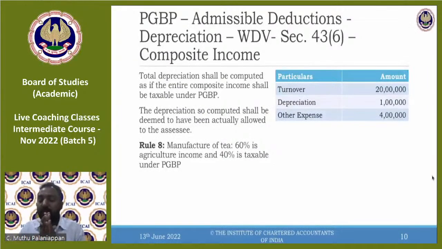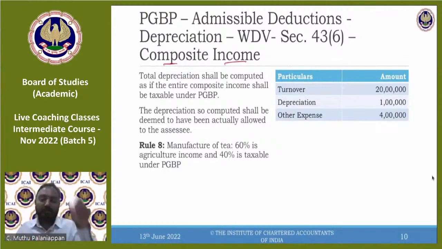There is a concept of composite income. The next thing that we are going to understand is this concept of composite income. So what do you mean by the term composite income? Composite income is where it is one income, part of that income is taxable and part of that income is not taxable. In that case, we'll compute the depreciation for the whole. We'll not compute only for the taxable portion.